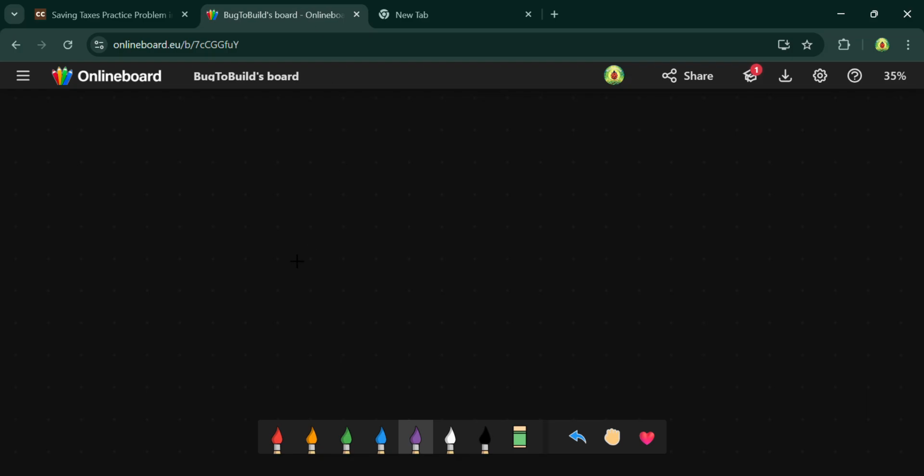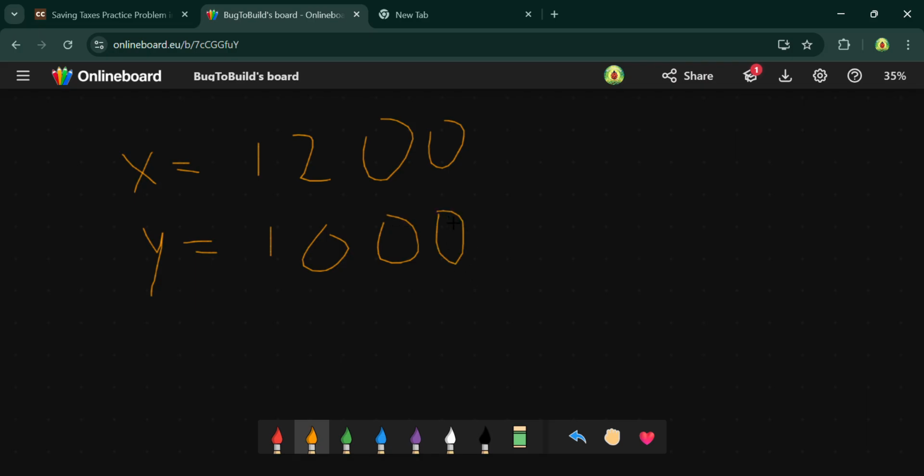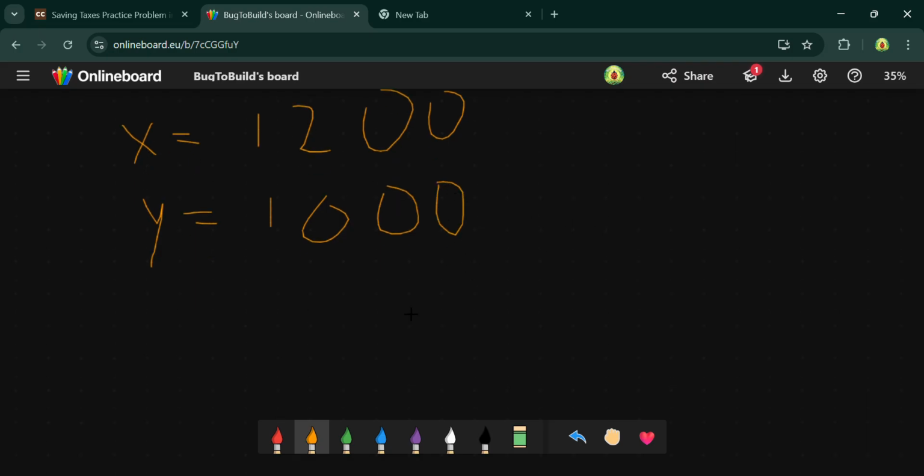Let's take an example. X is the amount that you earn and Y is the amount above which the government imposes taxes. Let's suppose you earn 1200 rupees, and if the amount is more than 1000, then you have to pay the taxes. So you can see that X is greater than Y, so you have to pay the tax.